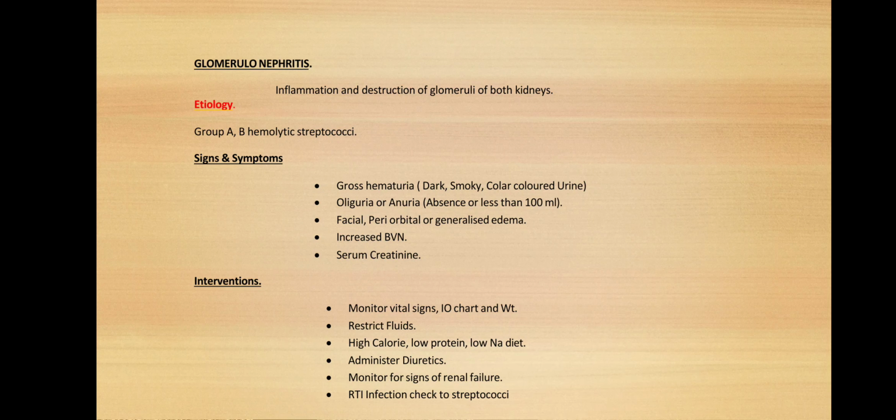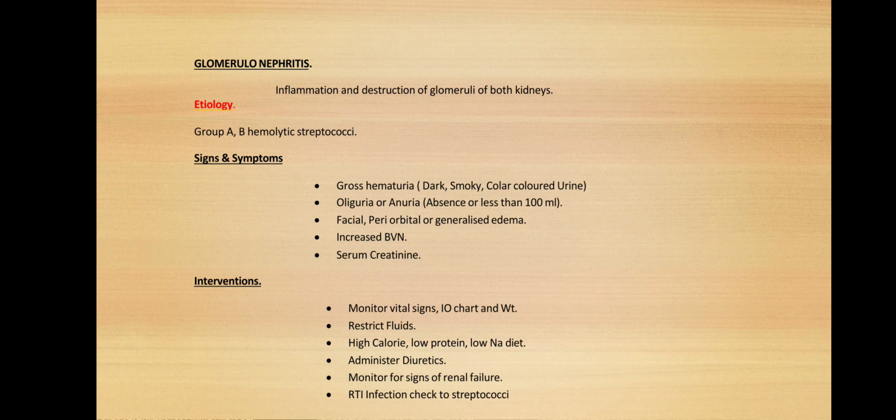The first one is glomerulonephritis. Inflammation and destruction of glomeruli of both the kidneys is glomerulonephritis. Etiology: group A, group B hemolytic streptococci. Signs and symptoms: gross hematuria. Gross hematuria in the sense there will be a dark smoky color urine, oliguria or anuria, facial, periorbital and generalized edema, increased BUN level, and serum creatinine will be increased.